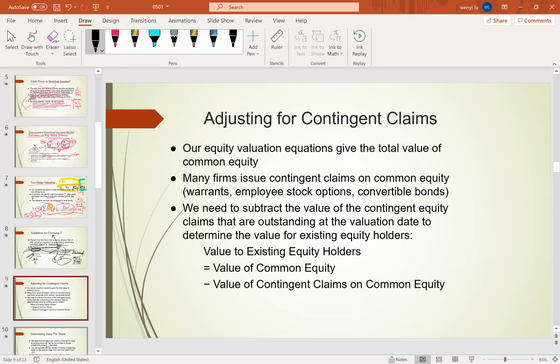For our equity valuation, this gives the total value of the common equity. But be careful. Some companies also issue what? Contingent claims on the common equity. For example, some companies issue warrants, employee stock options, and convertible bonds. If they have these contingent claims in the future, once the holder exercises these warrants or convertible options, there will be more stock available on the market. So we must subtract the value of the contingent equity claims outstanding at the valuation date to determine the value for existing equity holders.